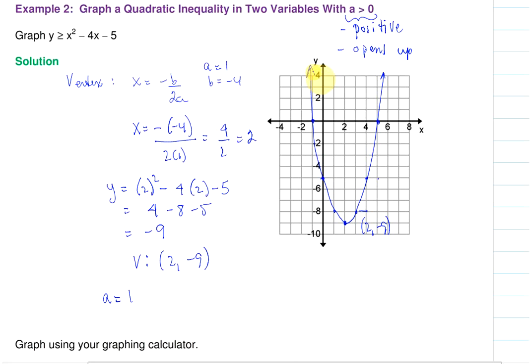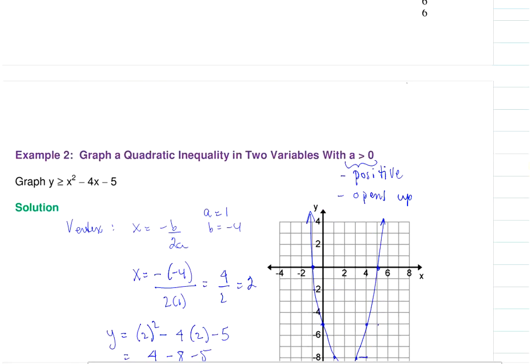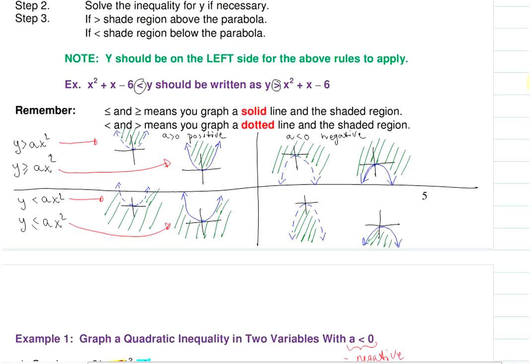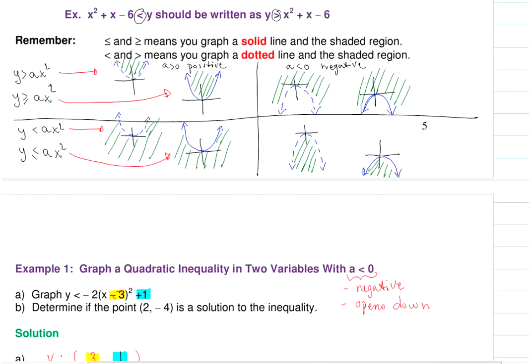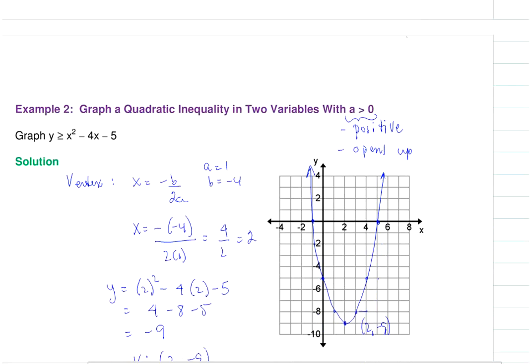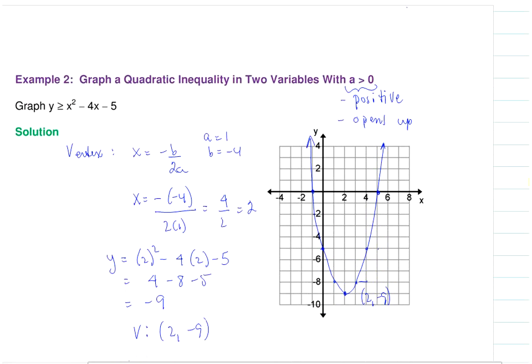Okay, and then we'll go up to our chart that we made earlier. So we have a is positive, and we have greater than and equal to. So we go up to our chart. A is positive in this column, and we have greater than and equal to, which is right here. So that will give us a graph that will look like this. So we want to shade on the inside of our parabola, because that means greater than, so above the line, and we shade this in.